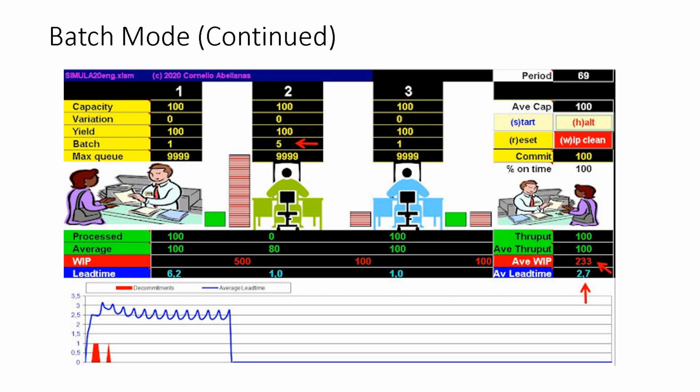Now answer these questions. Is the batching of step 2 affecting the throughput of the total process? What is the average throughput? Is it affecting on-time delivery? Percentage on time? What is the effect on WIP? Average WIP? How is lead time affected? Average lead time? Why?